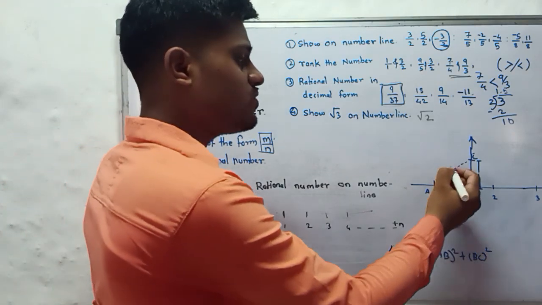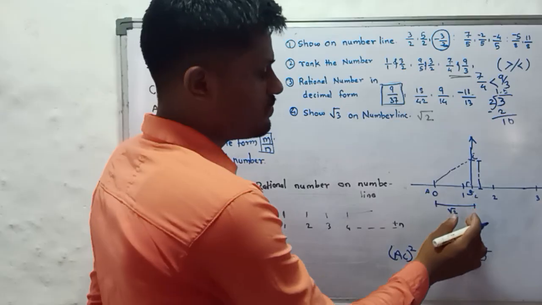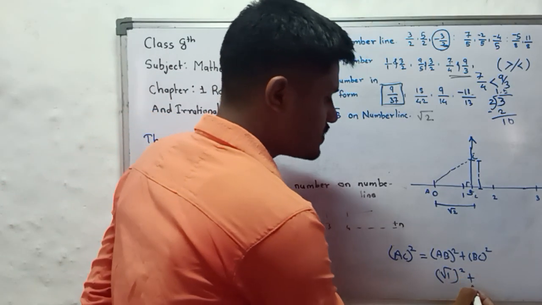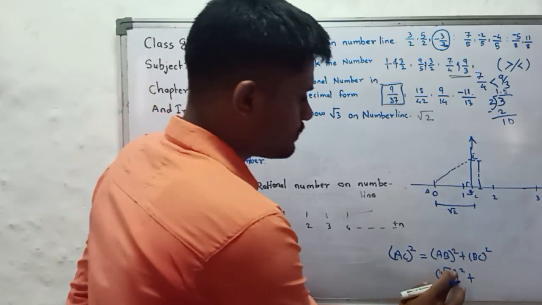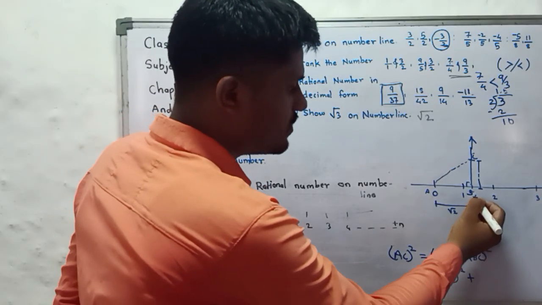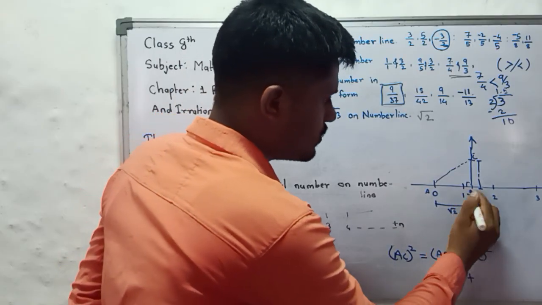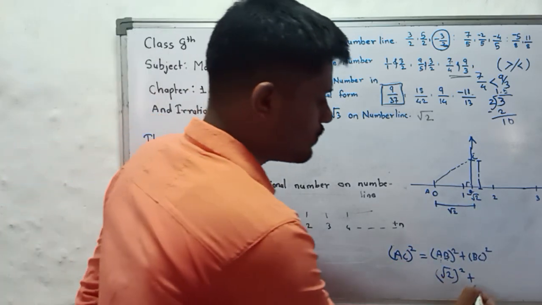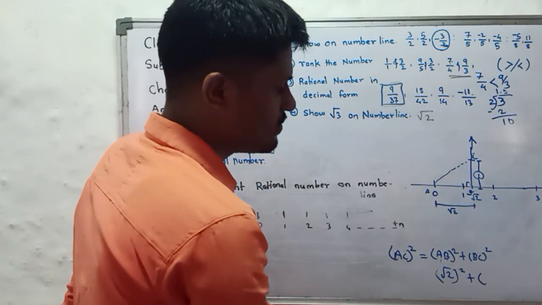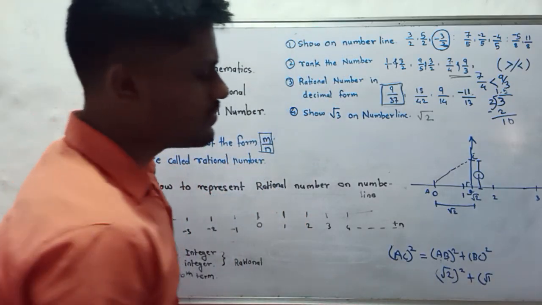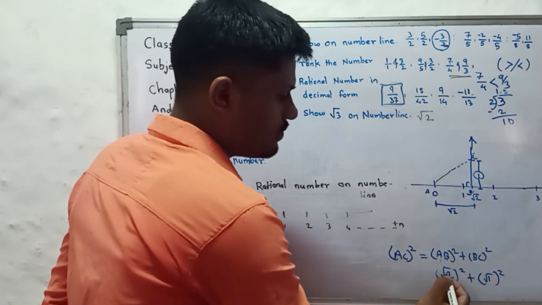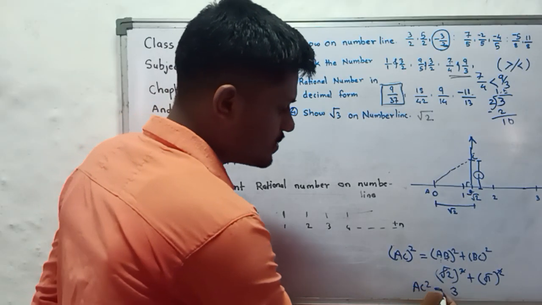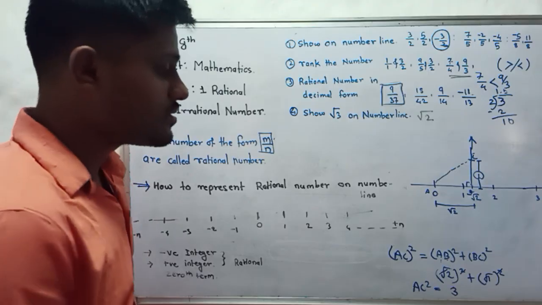We have to showcase the square root of 3, because this particular value 0 to 1 is the square root of 1. I can write it as the square root of 1 squared plus this BC value. This AB value is the square root of 2, so I can write the square root of 2 at the place of AB. As the BC value we have considered 1. So we have the square root of 1 squared. The square root and the square get cancelled, and we get 3. So AC square is 3.